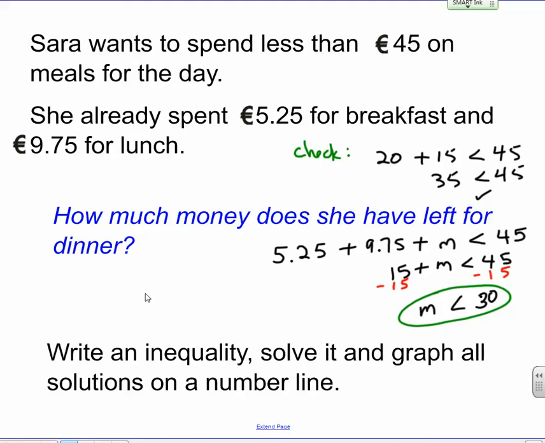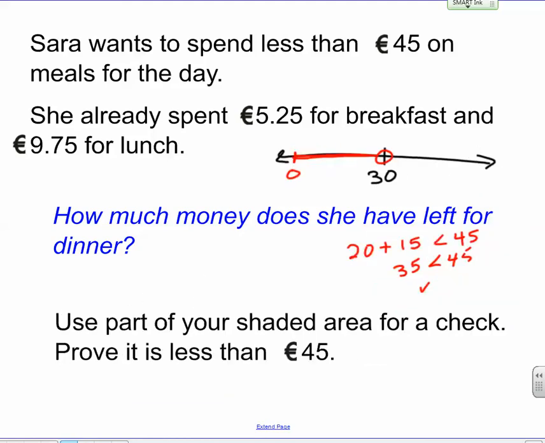If I graphed it, I would have, let me see, did I show that on the next one? Yeah. So if we graph this, we have an open circle because it can't equal 30. Otherwise, it'll be equal to 45 euro, and it has to be less than 45 euro. And she can't have less than 0 euro. So we shade, and if I pick a number in here like 20, and I show my check, 20 for M for dinner, plus 15 is 35, and 35 is less than 45, so we know that we're correct. So you use part of your shaded area for your check.